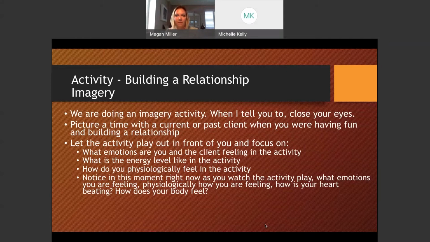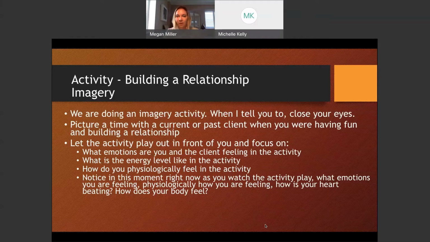Picture yourself with the client and the fun activity that you're doing. And start noticing within that activity what emotions you're feeling, what emotions the client is feeling, what the energy level is like. As you're watching yourself, the self that you're watching, how does it physiologically feel?